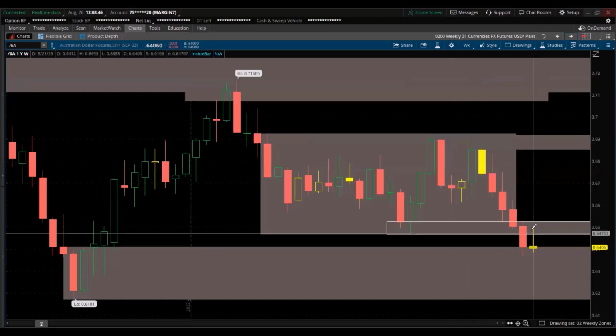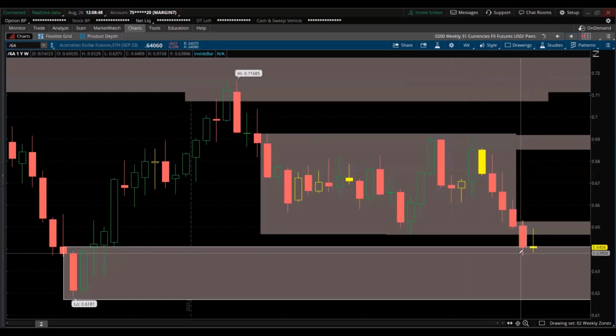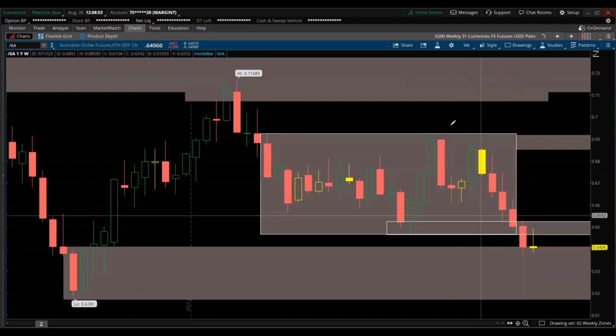Australian dollar. Inside candle for the week. So last week was the low of the year, and now it's an inside candle. Again, bearish, trending down.